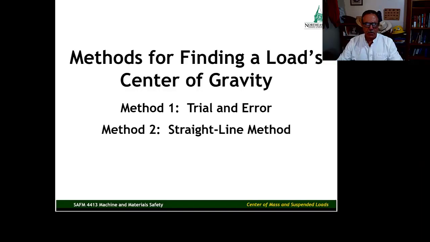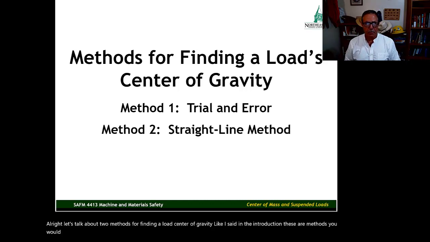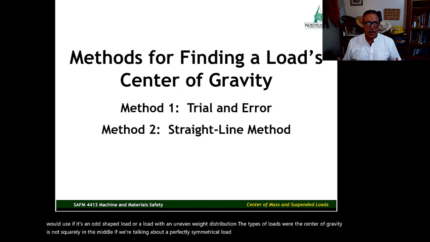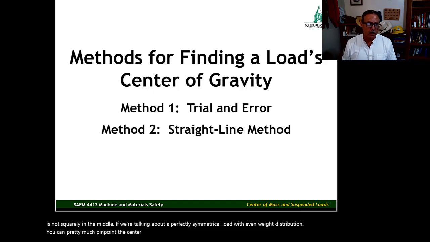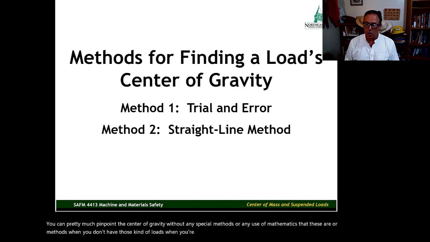All right, let's talk about 2 methods for finding a load center of gravity. Like I said in the introduction, these are methods you would use if it's an odd-shaped load or a load with an uneven weight distribution. The types of loads where the center of gravity is not squarely in the middle. If we're talking about a perfectly symmetrical load with even weight distribution, you can pretty much pinpoint the center of gravity without any special methods or any use of mathematics. But these are methods when you don't have those kind of loads, when you're working with the odd loads.